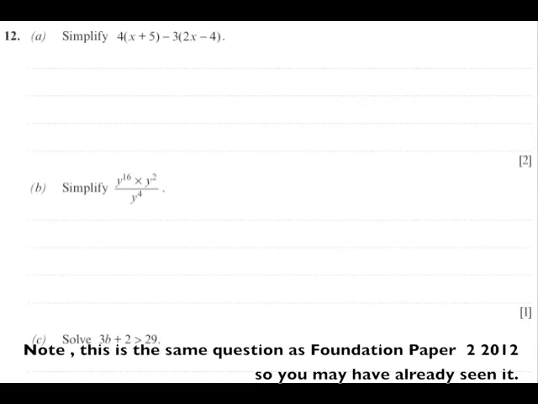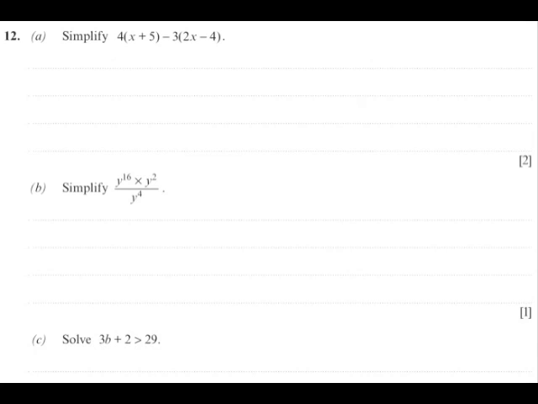So here's a nice little question. Simplify the equations here. This will probably scare some of you, but it's fairly simple. So here, simplify this. What this means is you need to multiply 4 by everything within the bracket.